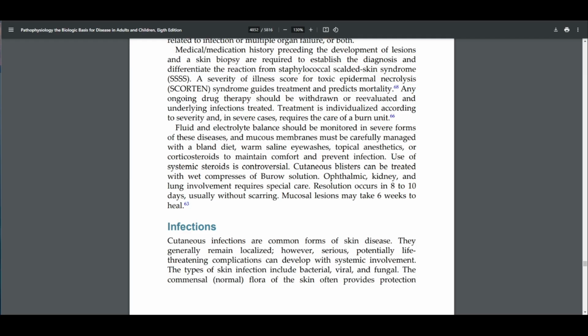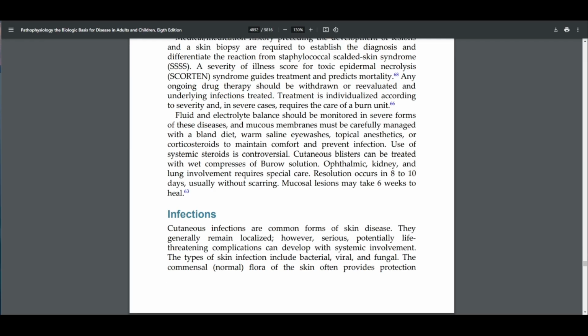Cutaneous blisters can be treated with wet compresses of Burow solution. Ophthalmic, kidney, and lung involvement requires special care. Resolution occurs in 8 to 10 days, usually without scarring. Mucosal lesions may take 6 weeks to heal.